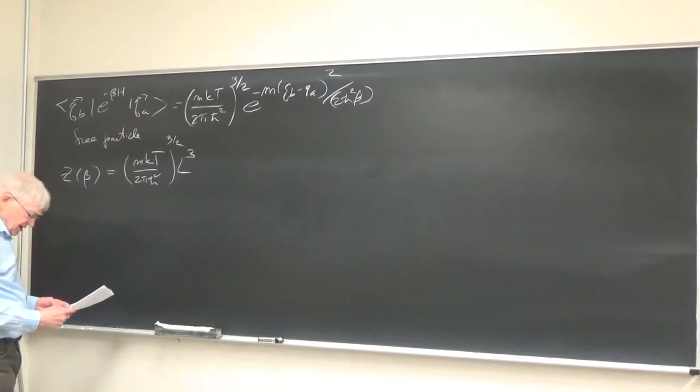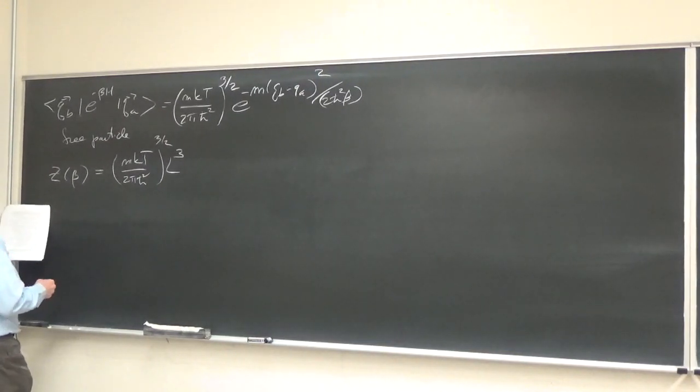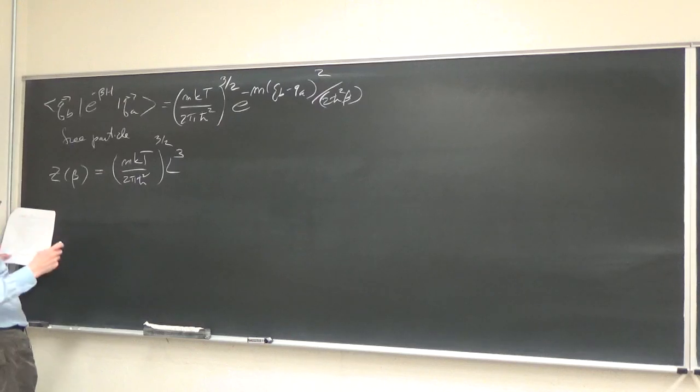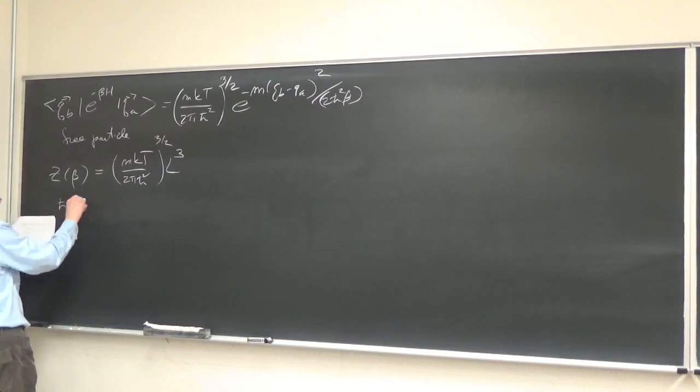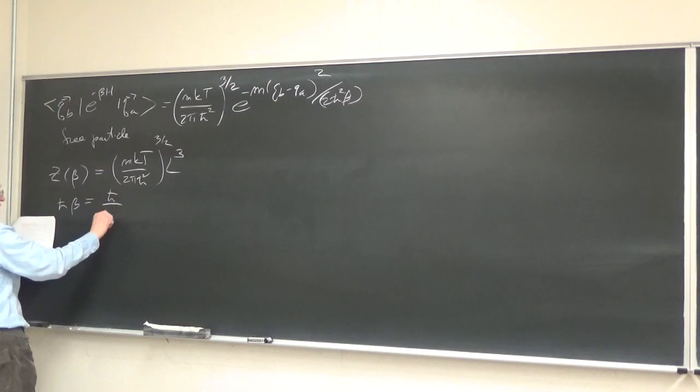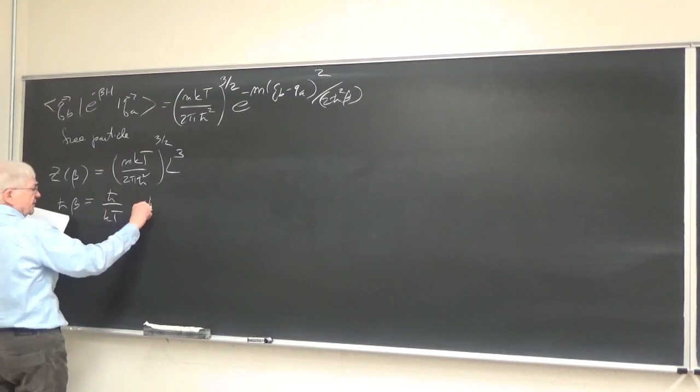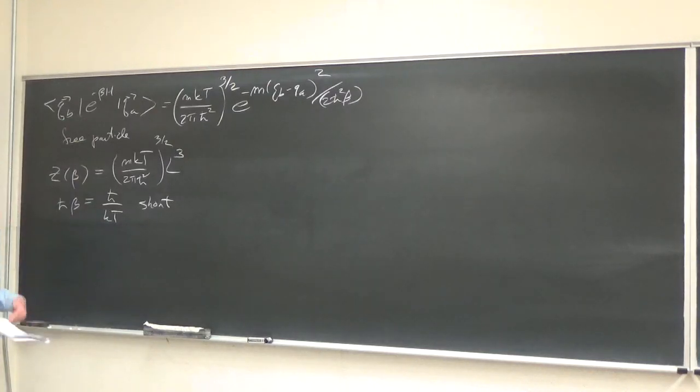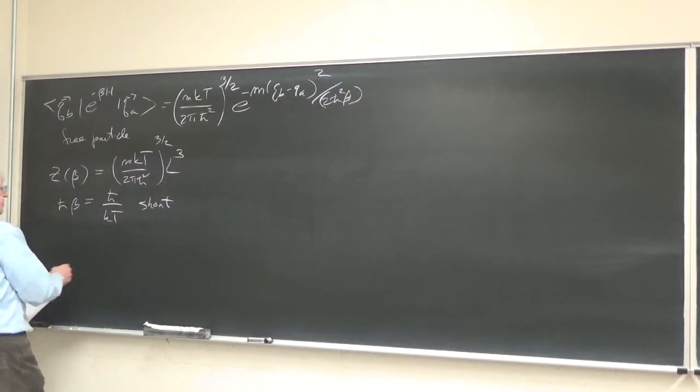Let's go to a particular case, namely high temperature, which simplifies everything. So then ħβ is ħ over kT, and so this is short in the sense that we're thinking of the β interval, or ħβ, as an interval of imaginary time. This is short imaginary time because T is very high, and ħ is small for that matter. And so this gives us an approximation for this path integral and for the partition function.